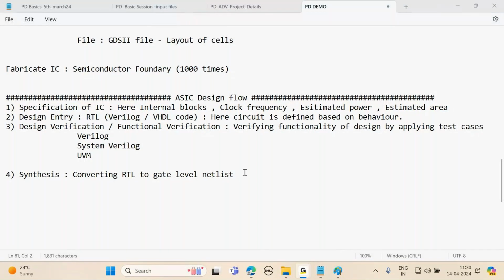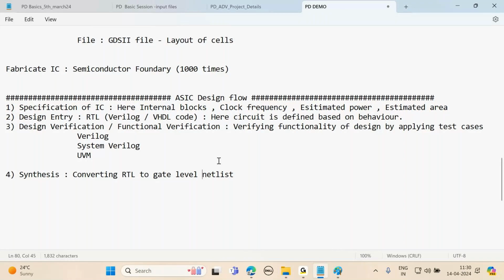So now I am converting this behavioral description into a gate level netlist. I want this gate level information. So who is going to give this gate level information? Next question. You have to understand this. I am converting RTL to a gate level netlist, right? A gate level netlist has gates. So what gates do I have to use to convert this RTL to a gate level netlist?